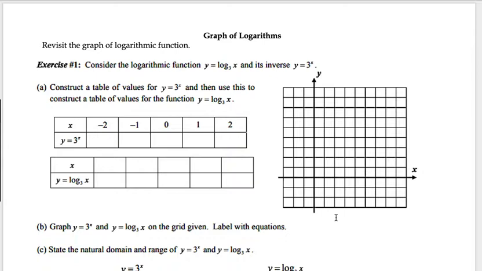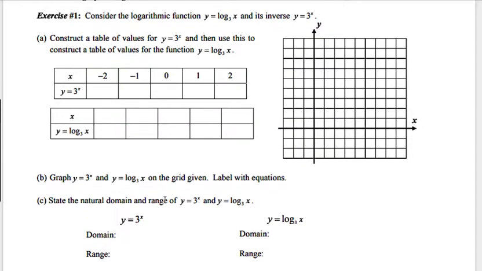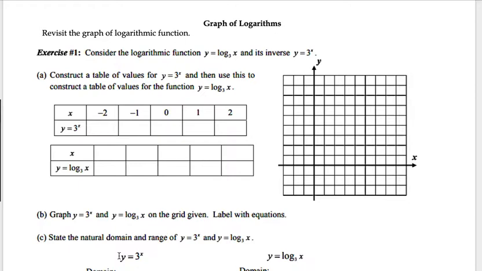Today we are going to continue talking about logarithms, and our focus today is going to be the graph of logarithms. So we are going to use this example to create some graphs and compare the graphs here, and also we are going to go back to review the domain and range to analyze both graphs. Okay, so let's get started.